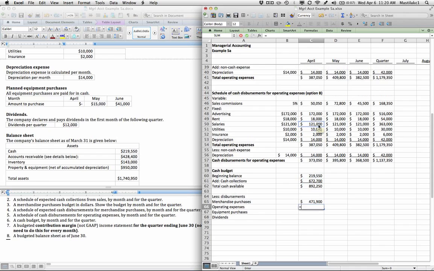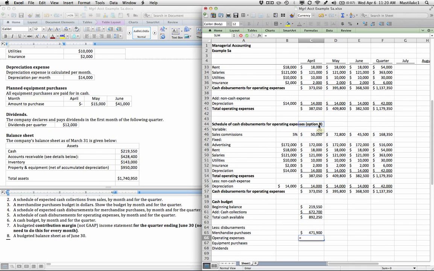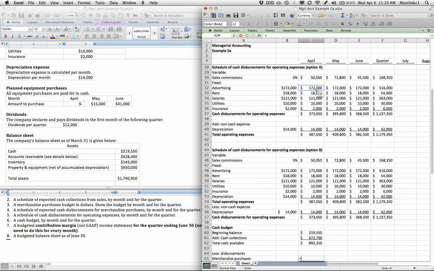For operating expenses, we've got our 2 different options here. We can pick either one. They give us the same number. We want our cash disbursements for operating expenses. We want the number that does not include depreciation. So if we take option A, we want the number before we add depreciation in to begin with. If we take option B, we want the number after we subtract it back out. Either way, we end up in the same place. So I'll just pick this one from option A.